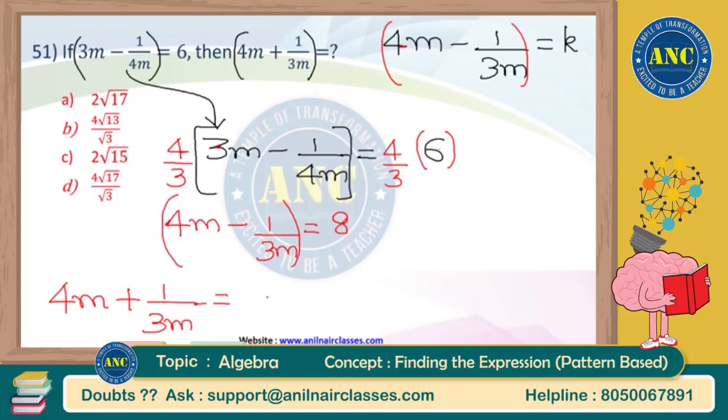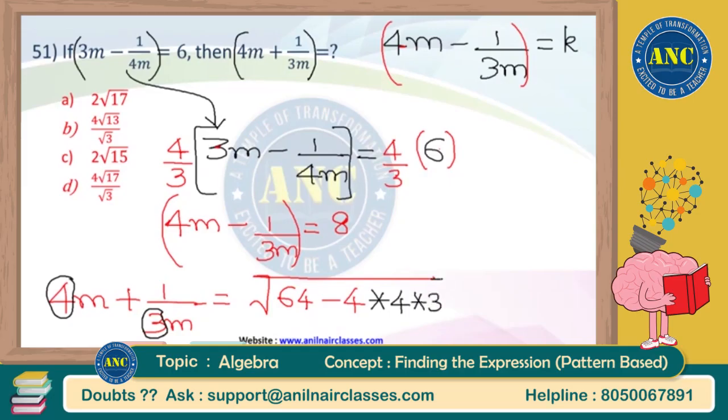Whenever I know the value of 4m minus 1 by 3m, finding out 4m plus 1 by 3m is never a difficult task. It is plus or minus square root of k square minus 4. Why am I not writing plus or minus? Because the answer options do not have a minus sign, so I will ignore the negative sign. k square is 8 square, which is 64, minus 4. But if you just stop at minus 4, you are making a mistake, because the coefficients of m and 1 by m are not equal to 1. You should multiply this 4 with the coefficient of m, which is 4, and also with the coefficient of 1 by m.